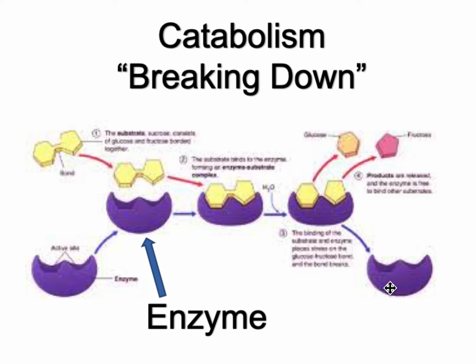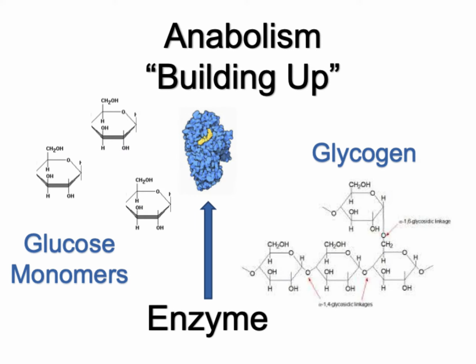And then our enzyme is free to do it again. Now the opposite of catabolism is going to be anabolism, or when I build things up. So remember, I use glucose to make energy. So I ate that starch, I broke it down into glucose, and then this glucose gets absorbed into my body, into my blood. And usually what I'm going to do is I'm going to send this to my cells, and I'm going to use it to make energy, ATP.